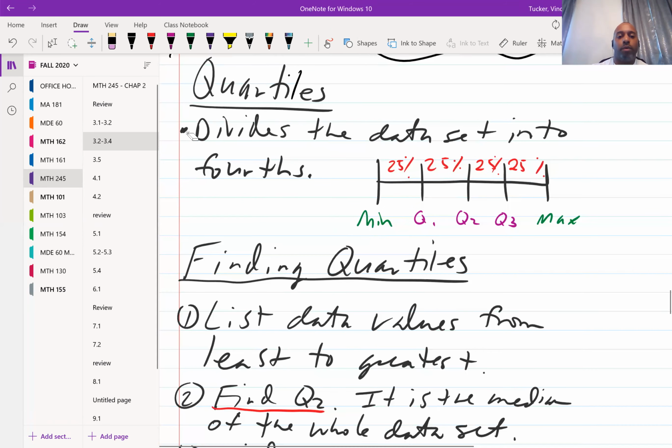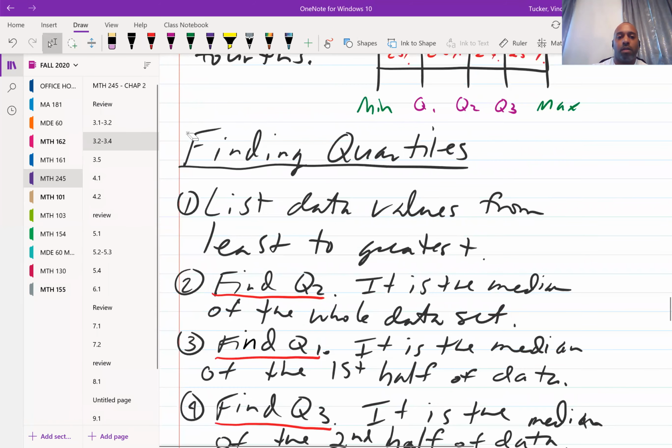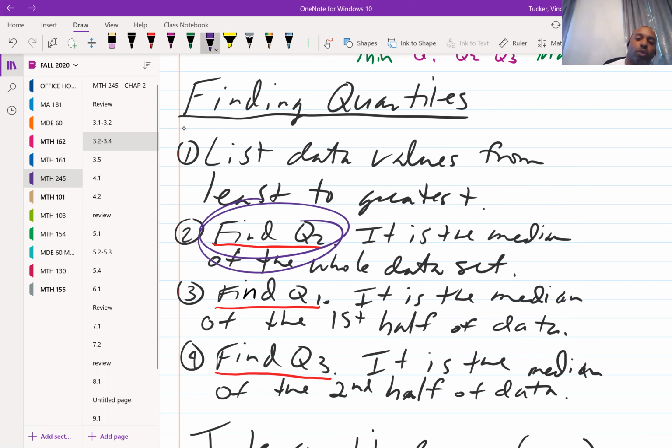All right, so the way we will find them, we're going to list our data values from least to greatest. A lot of times people forget that one. Please don't forget it, because if you don't do that, then all the answers will be wrong moving forward. So you want to list your data values from least to greatest. Notice we find Q2 first, quartile 2 first. That is the median of the whole data set. That's just the middle value of the whole data set. It splits your data set in half.